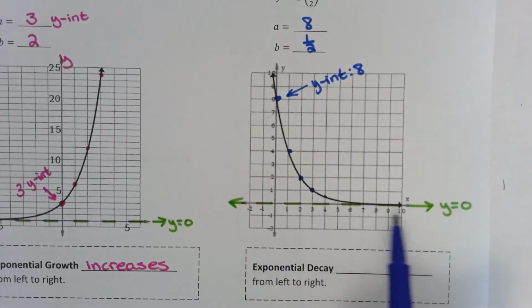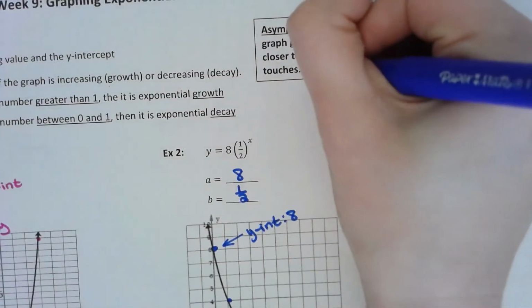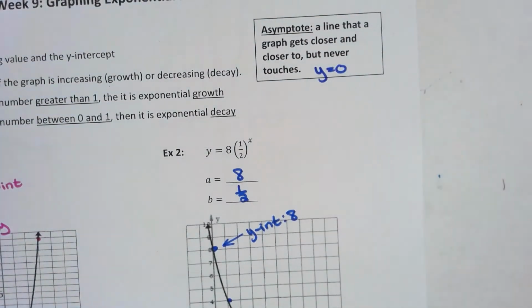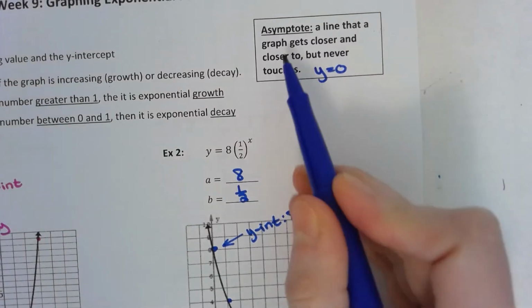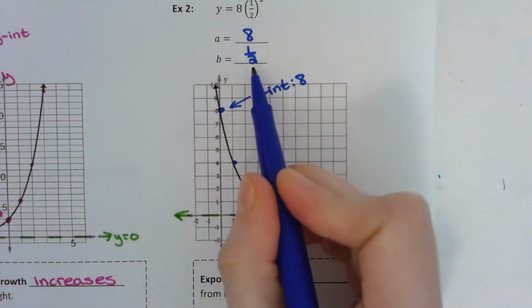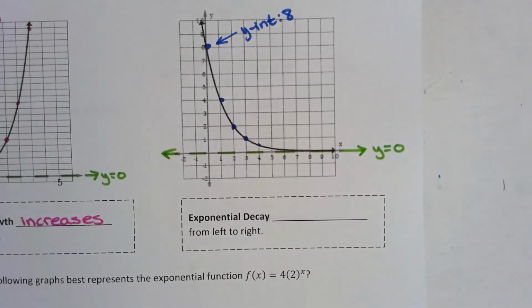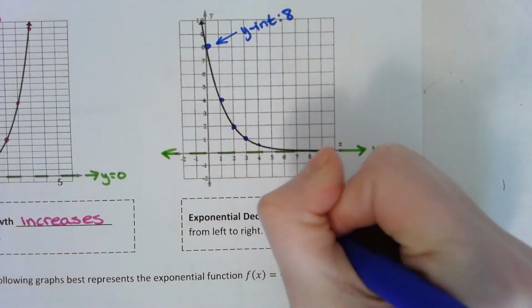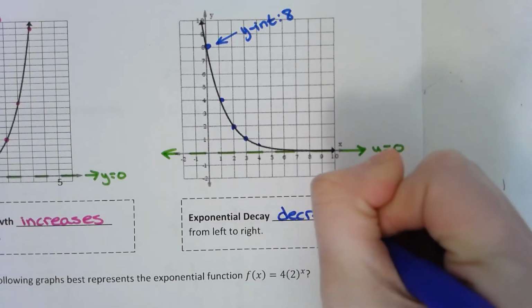This line right here that it doesn't cross is called the asymptote. And in Algebra 1, it's always y equals 0. Now, we're not going to talk a whole lot about that, but I did want you to know that word. Okay. So this one was exponential decay because that number is between 0 and 1, which means that our line is decreasing from left to right.